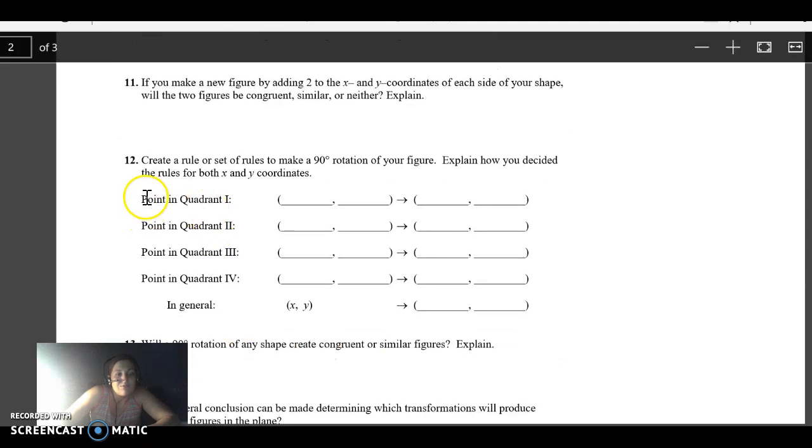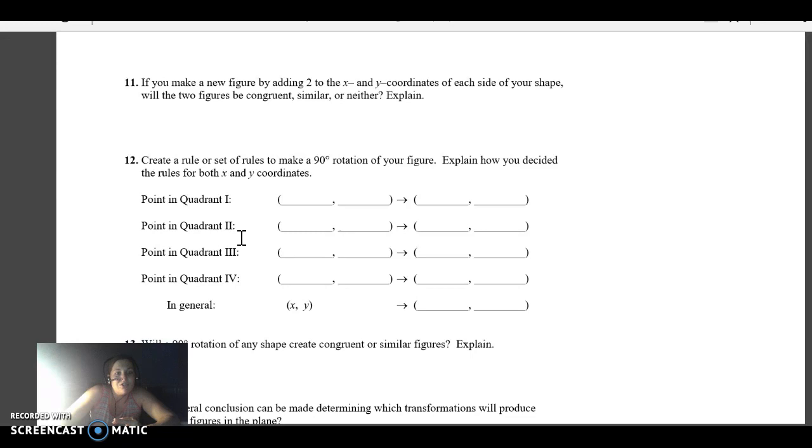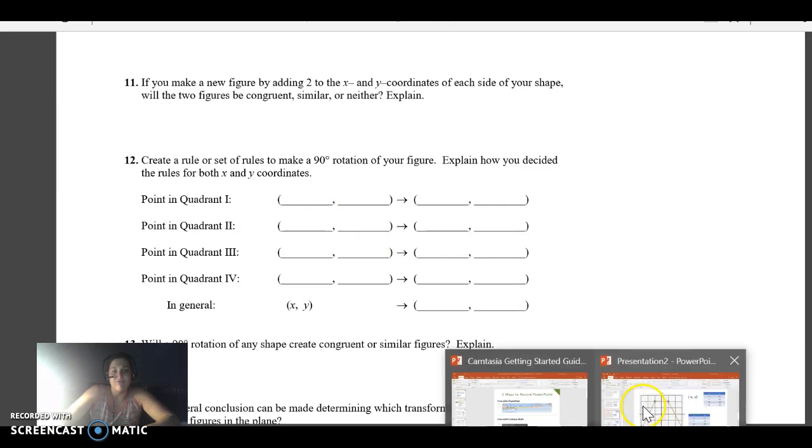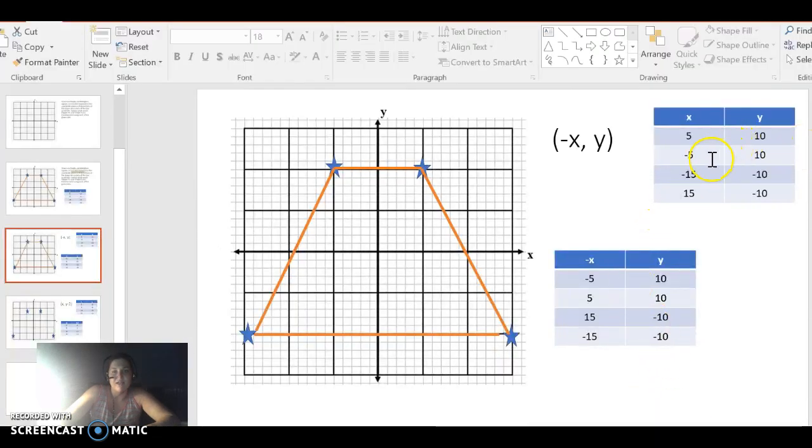Let's keep going. Number 12, it says, create a rule or set of rules to make a 90-degree rotation of your figure. Explain how you decided the rules for both. So in the first set of parentheses is where you'd put your original ordered pairs. So in my case, it was like 5, 10, -5, 10, -15, -10, this one. And then it says, come up with a rule for a 90-degree rotation.